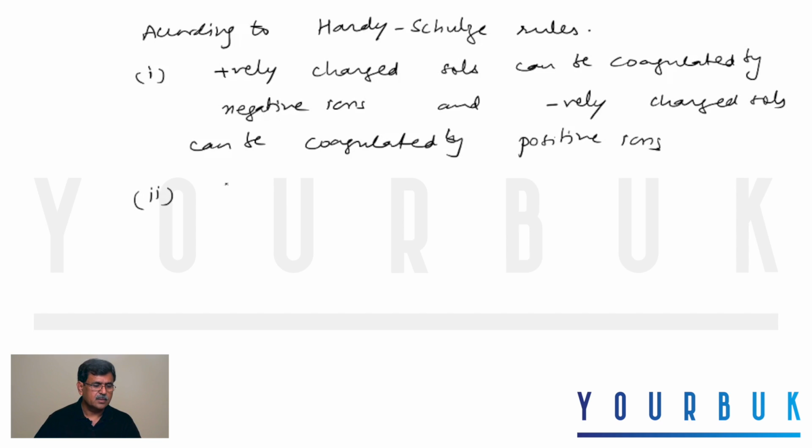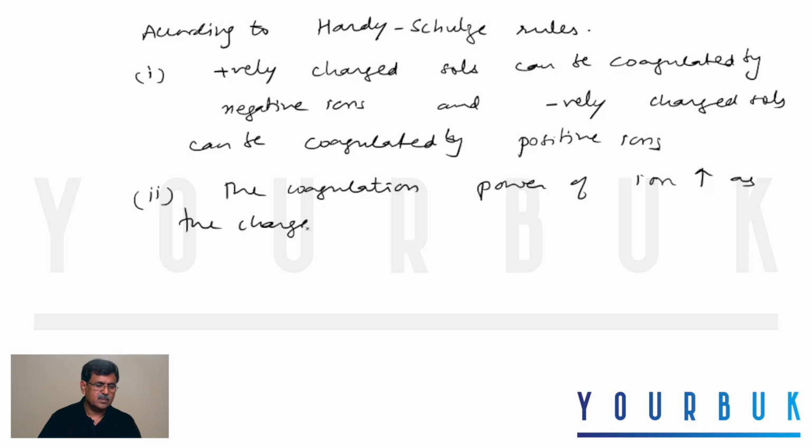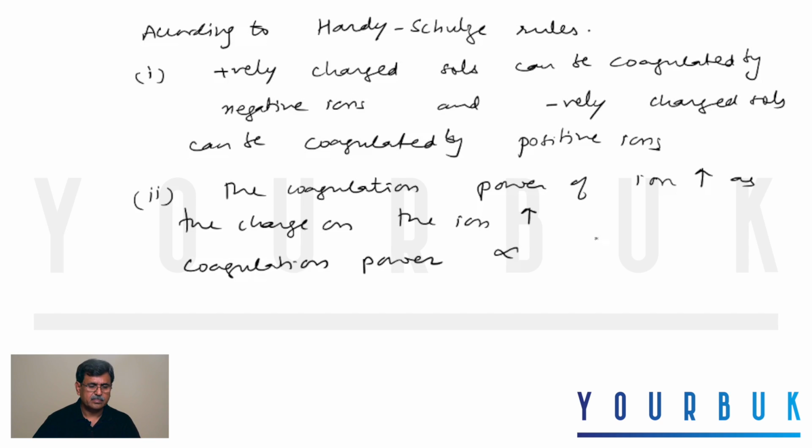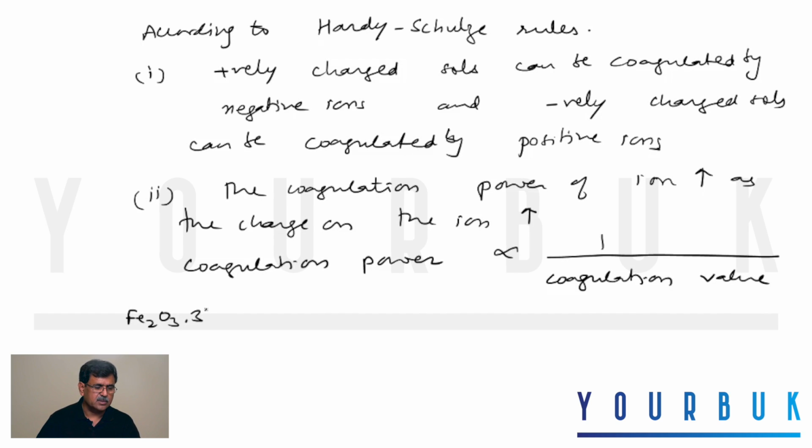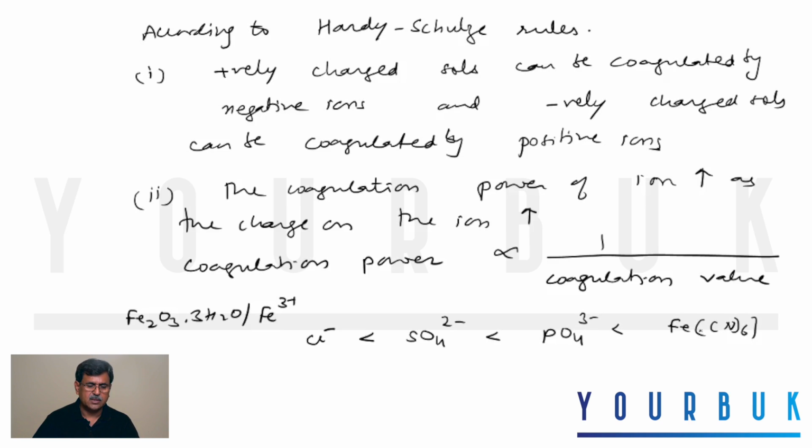And the second rule is that the coagulation power of the ion increases as the charge on the ion increases. Coagulation power and coagulation value are inversely related. For example, to coagulate the positively charged hydrated ferric oxide sol, the coagulation power increases in this order: Cl negative, SO4 2 negative, PO4 3 negative, and ferrocyanide ion, Fe(CN)6 4 negative. So this is increasing coagulation power.